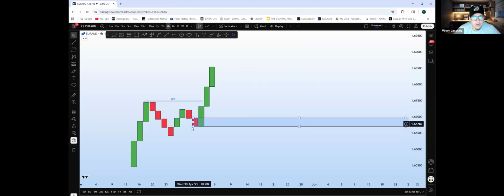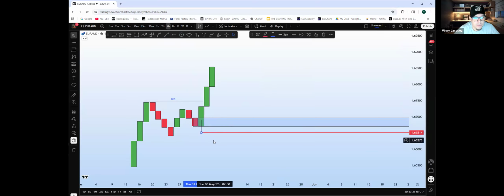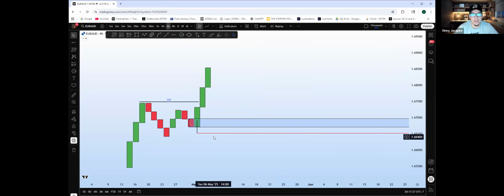So now that we've found our starting point, the next thing we have to do, guys, once you've found your starting point, find the lowest wick in this area. That's going to be your stop loss. So we'll say that this low wick here is the lowest wick. So this is going to be my stop loss. This is the setup, guys.